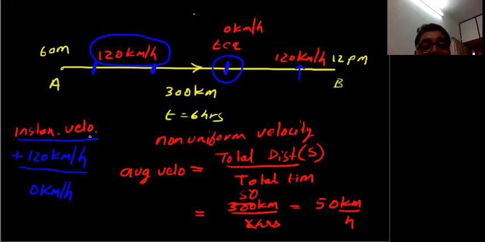So instantaneous velocity is the velocity of a car at the given instant. When you are driving a car and you look at the speedometer, the speedometer tells you the instantaneous velocity, or we can say the instantaneous speed of that car. What is the velocity at that moment? That is known as instantaneous velocity.